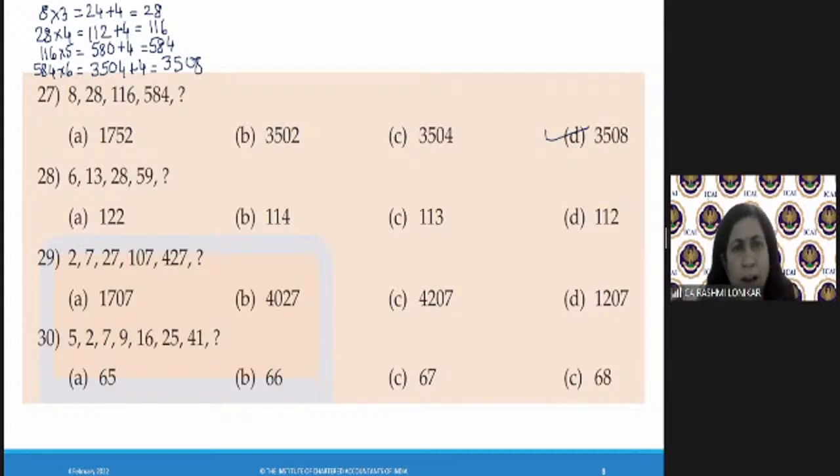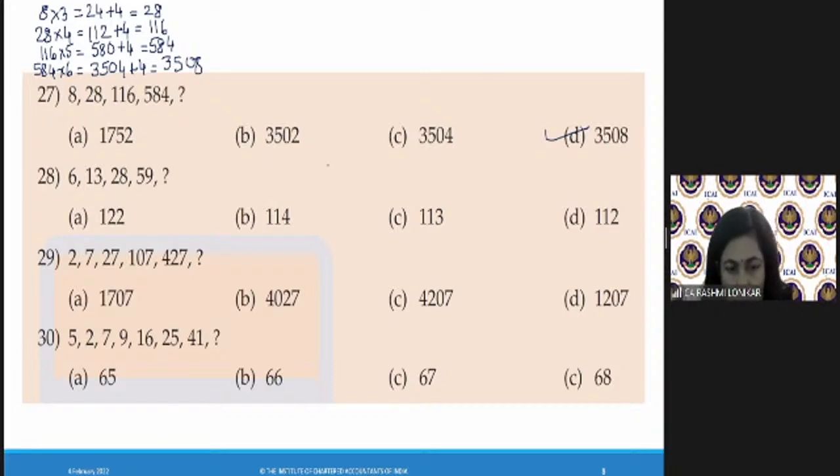Okay. So I have to do it by trial and error. So 8 into 3, 24. But 28 into 3, I'm getting a smaller number. So I increased my multiple. So instead of 3, I'm using 4. Then I saw that 116 and 584, there is a multiple of 5. So that is how I have to do this sum.